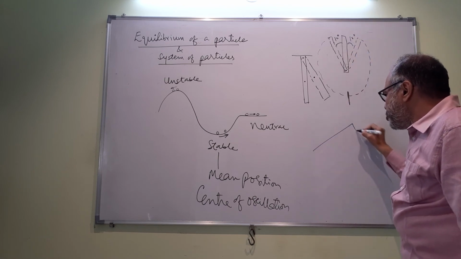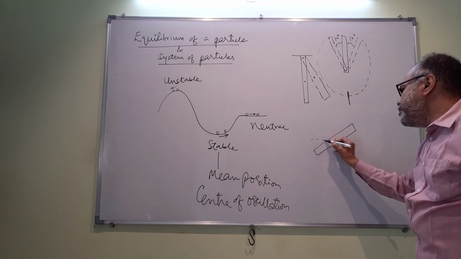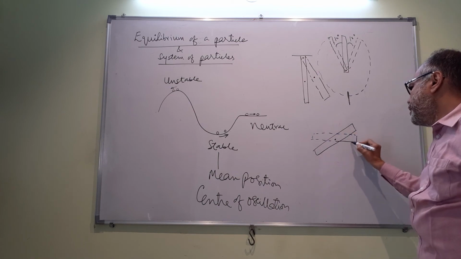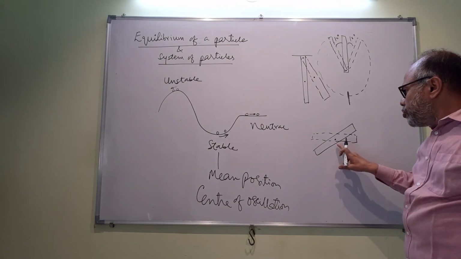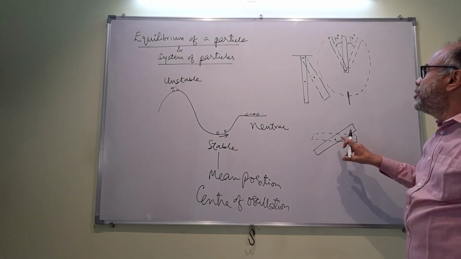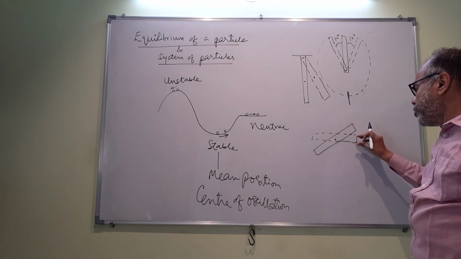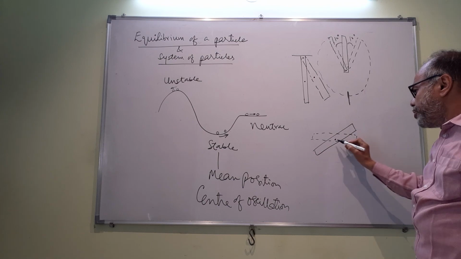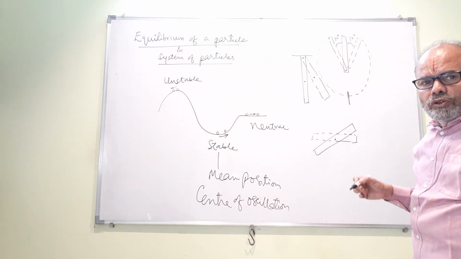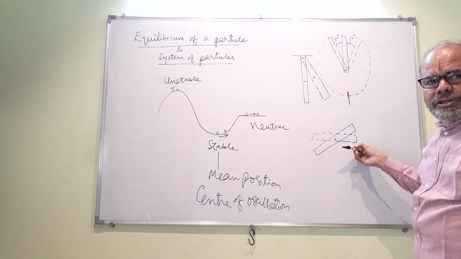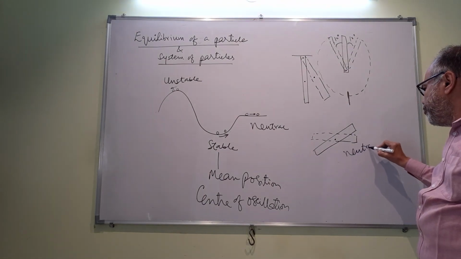Again, as an example, supposing there is a rod which is pivoted at its center. Now let us say I displace it and leave it. If I displace it and leave it, it will stay where it is because the net torque on the system is 0. In any position the net torque is 0. So when I displace it, the center of mass neither rises nor falls. So there is no change in the potential energy. So this is the case of neutral equilibrium.